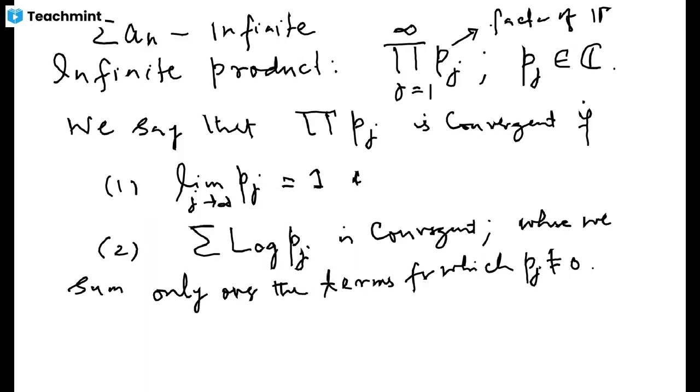So this is the definition for an infinite product of numbers, whether they are complex or real numbers, to be convergent. The first requirement is that the limit of this sequence of which we are forming the product has to be 1, and then the corresponding series found by taking the principal log of each number has to be convergent, and you have to be careful that we sum over all those pj's which are non-zero, because at 0 log is not defined.